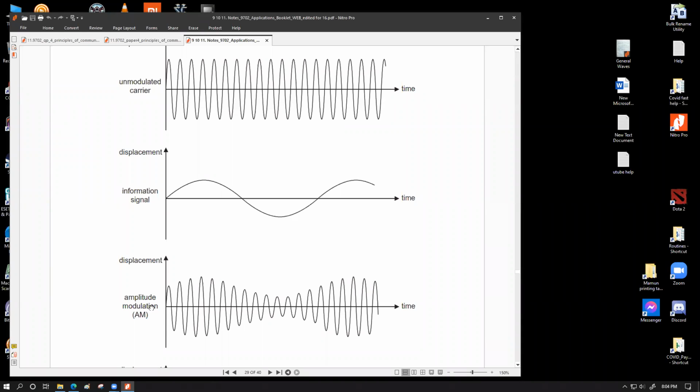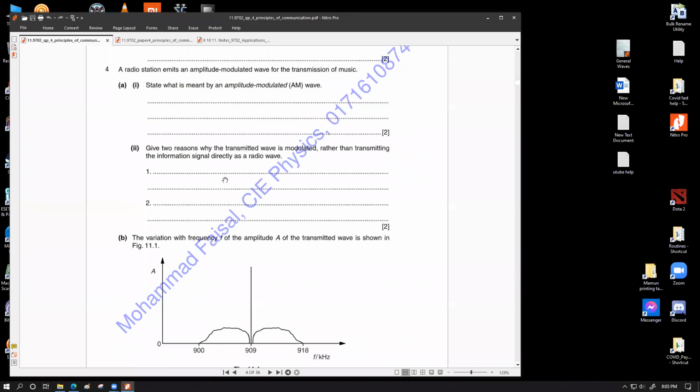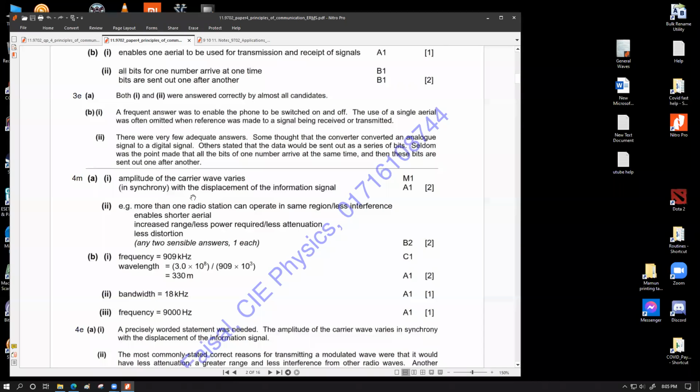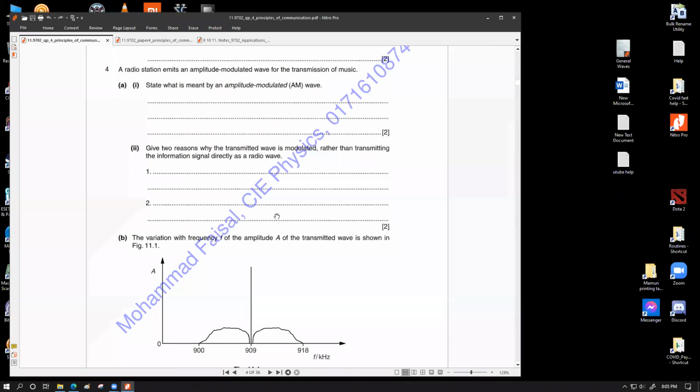When you are doing the modulation, each individual cycle of the AM wave is getting a new amplitude based upon the instantaneous displacement of the information signal. So be very careful in the choice of your words. Once again, it is amplitude of the carrier wave varies in synchrony, or if you don't want to write in synchrony, you can write it in brackets, or you can write alongside, or you can write along with. Whatever replaceable words work, with the displacement of the information signal. That's basically what we mean by amplitude modulation.